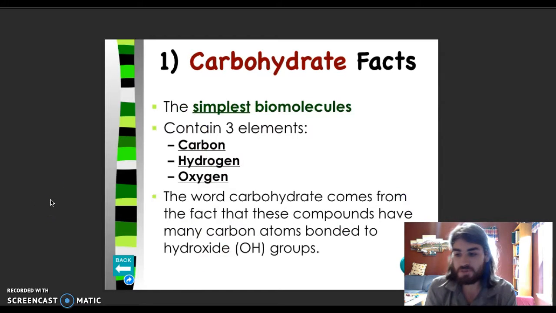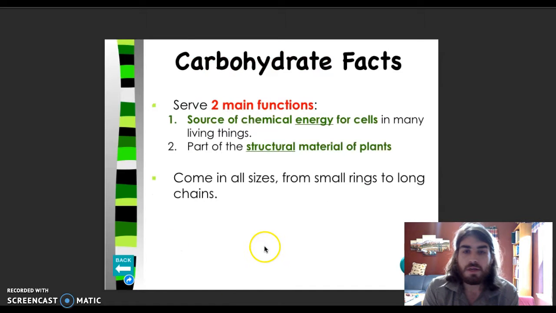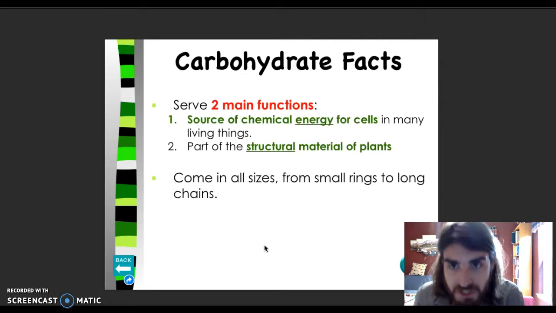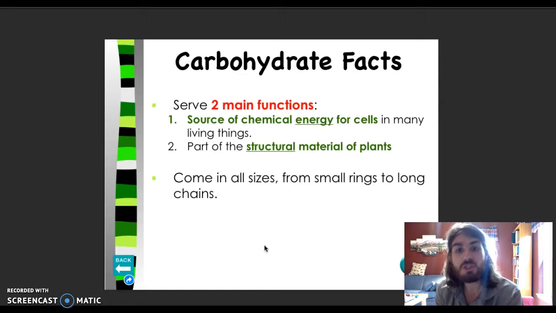First, let's go over carbs. Carbs are the simplest of the biomolecules, and they contain three different elements: carbon, hydrogen, and oxygen. The word carbohydrate comes from the fact that these compounds have many carbon atoms bonded to hydroxide groups. Carbohydrates serve two main functions. They're the source of chemical energy for cells and many living things, and part of the structural material of plants. They come in all sizes, from rings to long chains.